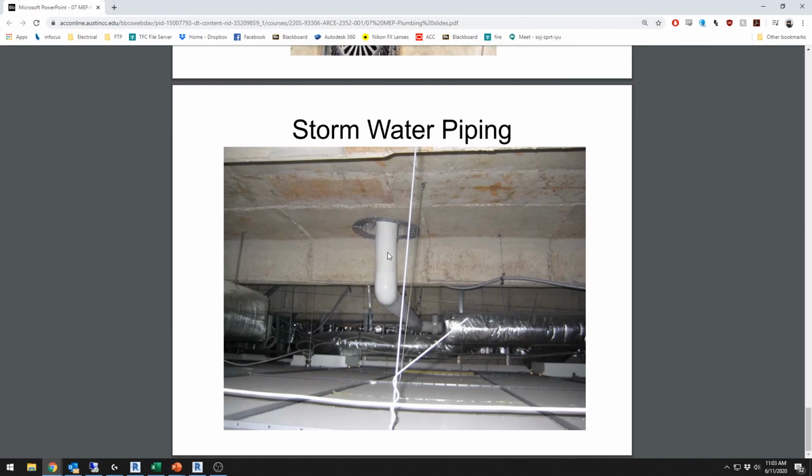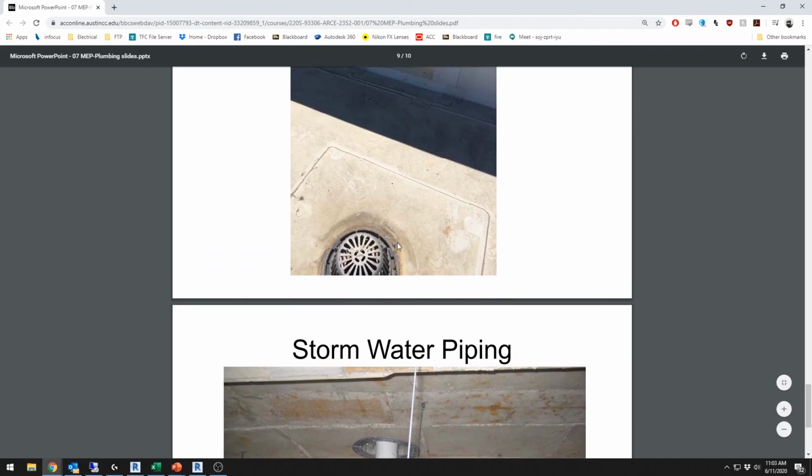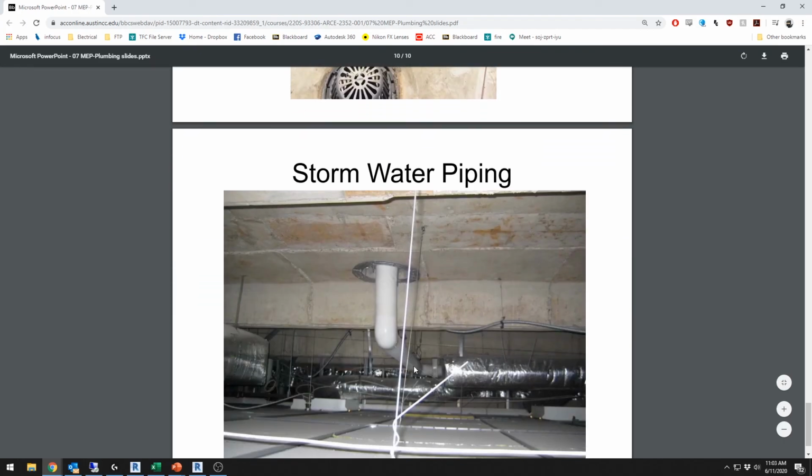Stormwater piping. So this right here is connected to either your area drain or roof drain. They're basically going out to your stormwater sewage system.